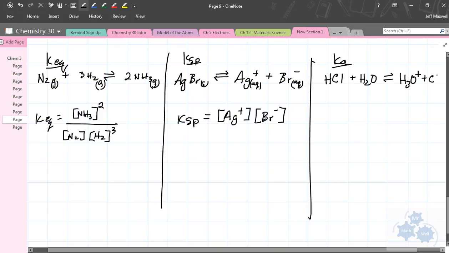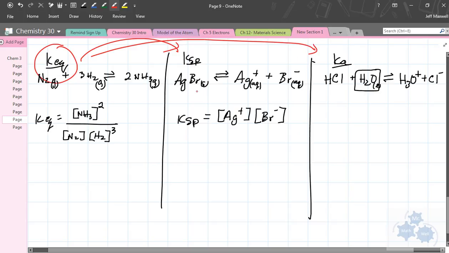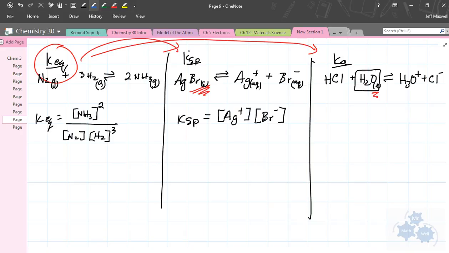But this is sort of what happens. Now, water is just liquid water, right? So its concentration doesn't change. So again, stemming from the Keq, we write it exactly the same as a Keq, just like we did for the KSP. But just like this doesn't change, this is not going to change. So Ka really is a special equilibrium constant where you don't include the water. All right? And Ka then looks like this.